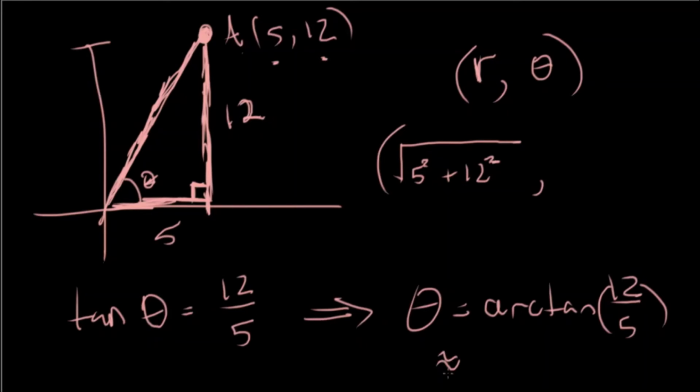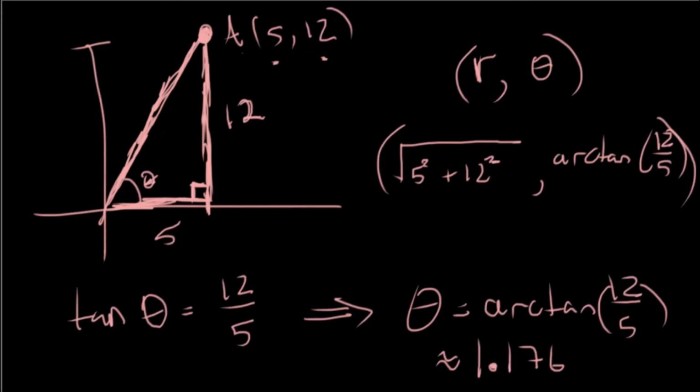Let me go ahead and tell you exactly what it is. It is hopefully less than pi over 2, a first quadrant angle. Arctan of 12/5 is 1.176. Cool. That is a first quadrant angle. So we have arctan of 12/5.